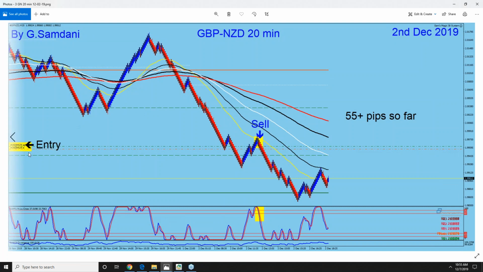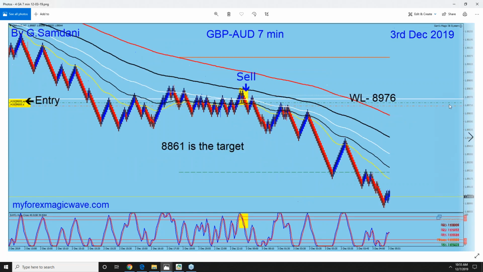Now second, again, this entry is here, 2nd December, pound Newsy, all the pound pairs went down. So pound Newsy again here, 55 pip. And on the third, this one basically is a continuation, right? So I was expecting this area to hit the target. The sell was there, and it continued on the third.